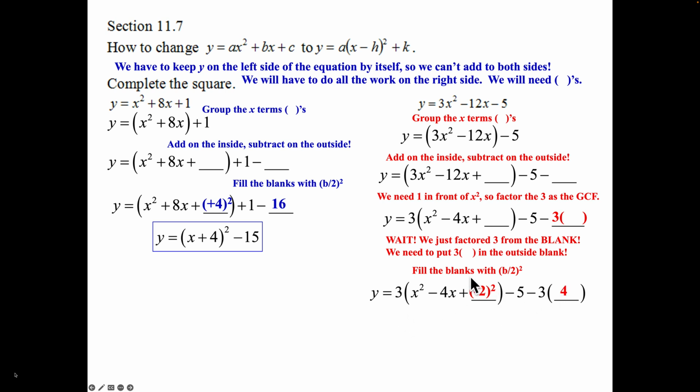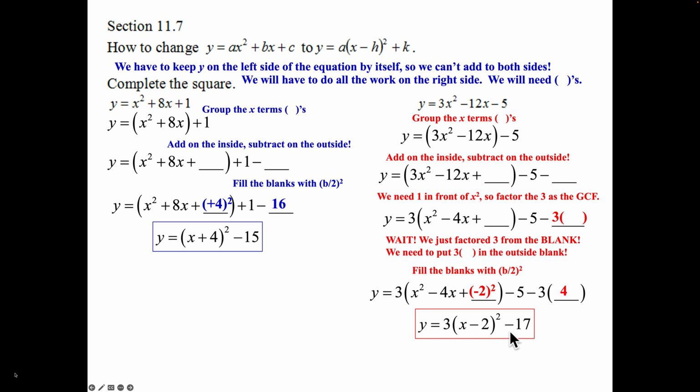So now that becomes 3 parentheses x minus 2, all that squared, and we'll have negative 3 times 4 is negative 12, minus 5, negative 17, and there's my vertex. That's my vertex form of the equation.